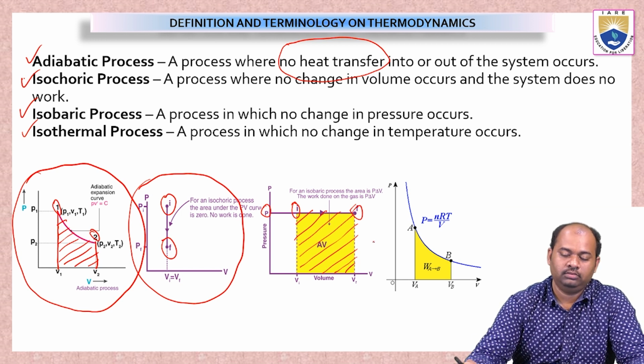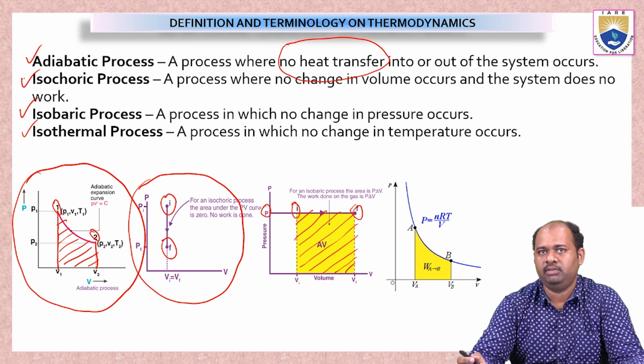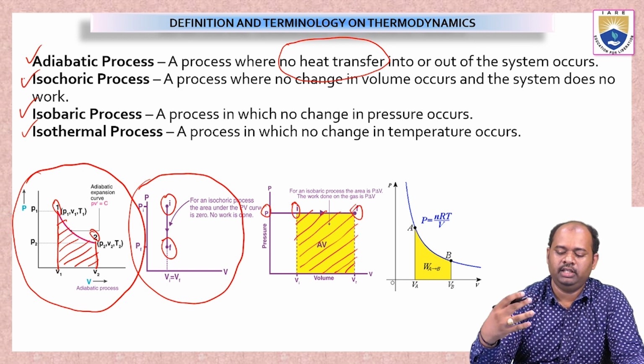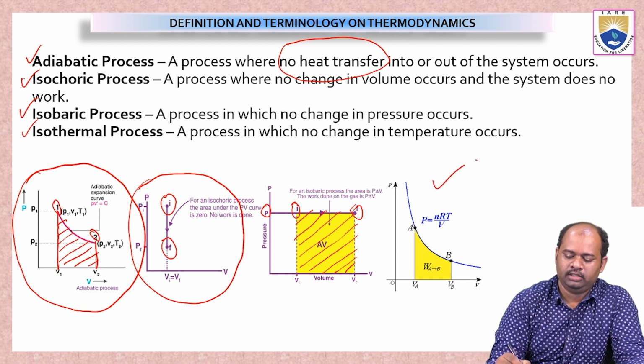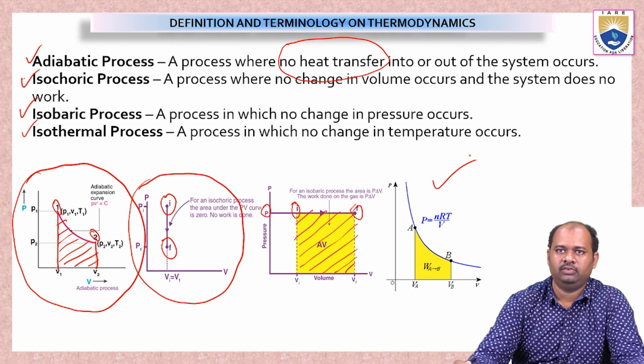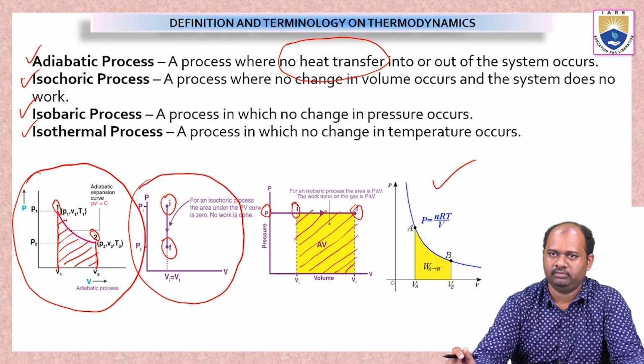Now we'll go to the next definition, that is the isothermal process. The isothermal process is the one in which there is no temperature change. In this there are no temperature changes. The temperature is constant.